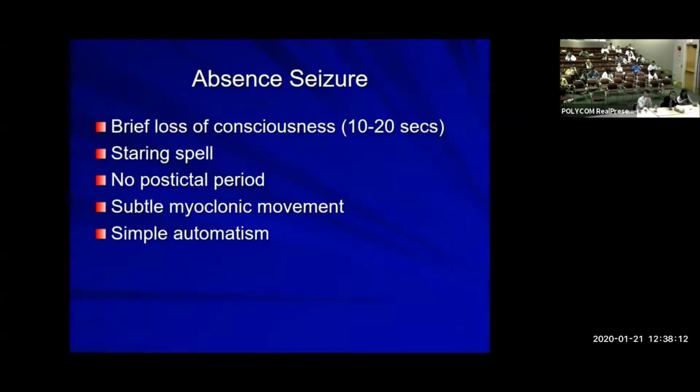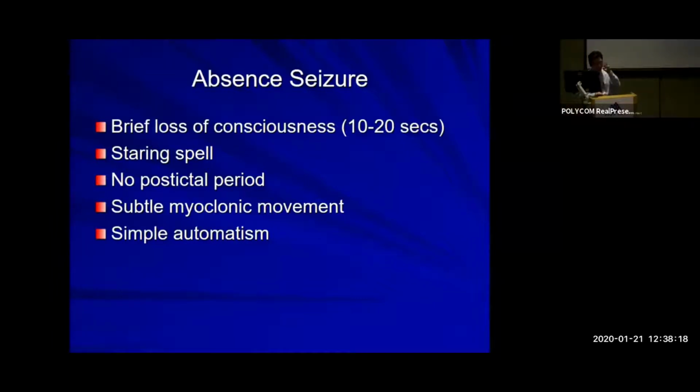People can have subtle myoclonic jerks. They can have simple automatisms during absence seizures, typically lip smacking or eye fluttering. But again, there's no aura, no recovery period, and it lasts seconds.